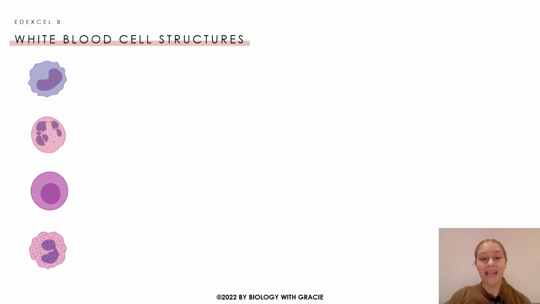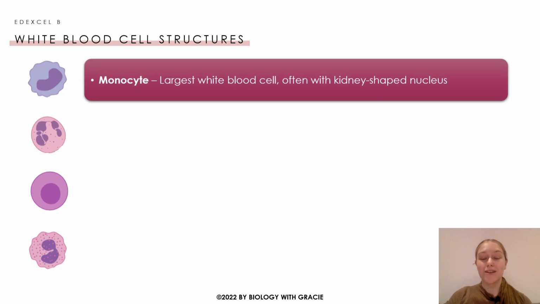So the first white blood cell that we've got at the top on the left is actually a monocyte. So this is the largest white blood cell, often with a kidney-shaped nucleus. So you can see that sort of kidney shape within the monocyte here. So that is the kidney-shaped nucleus. So that's something to look out for if you ever get a question like that.